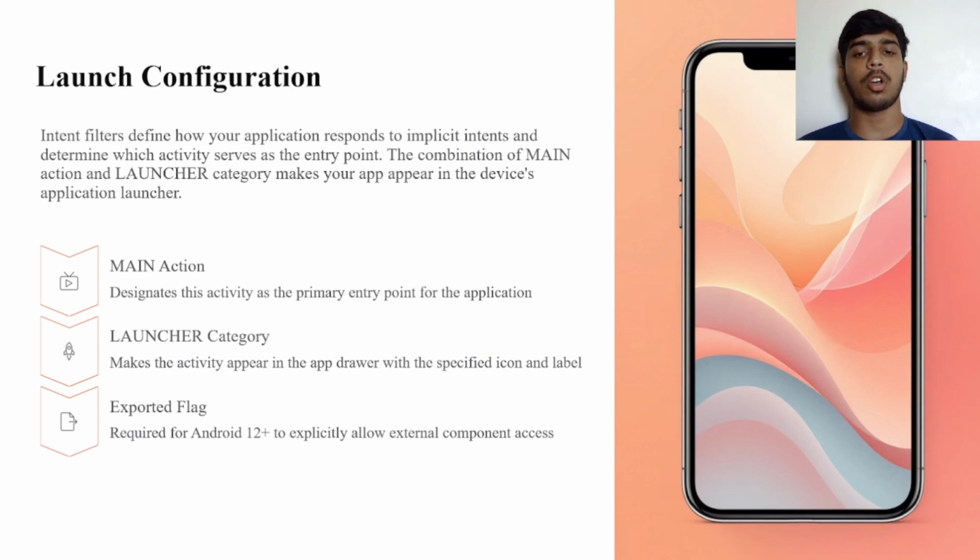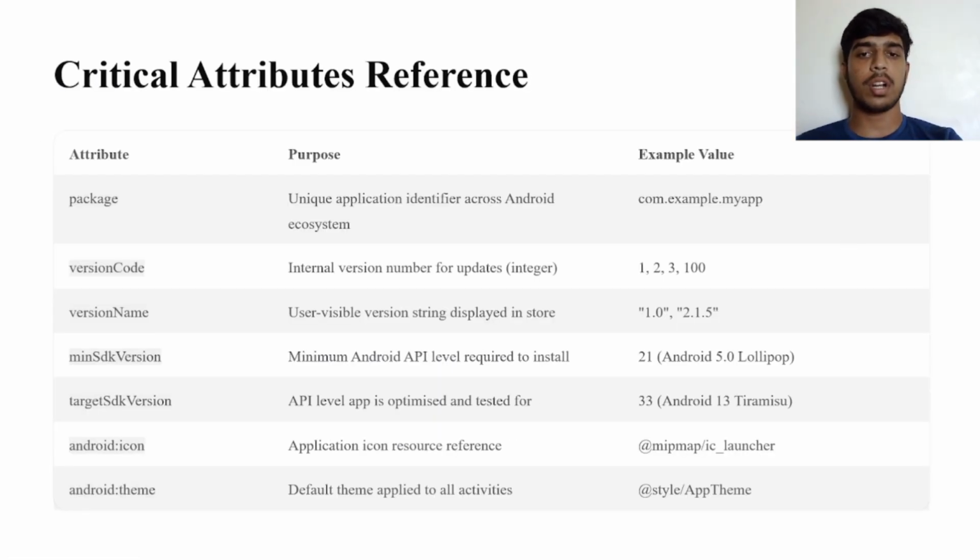For example, from Android 12 onwards, we must use the android:exported option to control whether other apps can access this activity or not. So the main theme of intent filter is this only, to navigate between the activities or between applications. And what are the critical attributes reference? Some important attributes I have mentioned here, like package, which is used for the unique application ID, version code and version name for app updates, minimum SDK version and target SDK version, which give flexibility between the different versions of Android, and android:icon and android:theme for good appearance, which is the UI part.